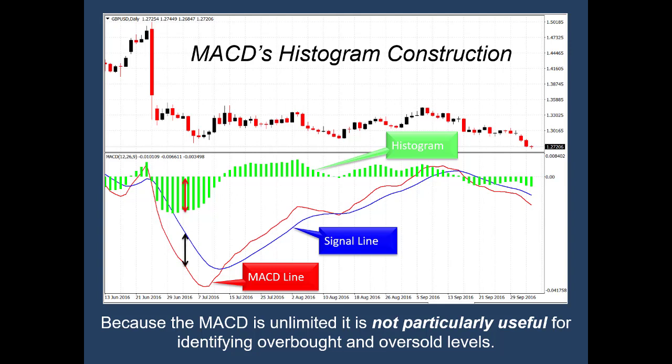When you measure the distance between the MACD line and the signal line, you can see that the histogram portrays the highs and lows. This is how the histogram works. The histogram equals the distance between the MACD and the signal line. Therefore, when the market moves, and the MACD line and the signal line follow in a pattern, the histogram either expands or decreases.